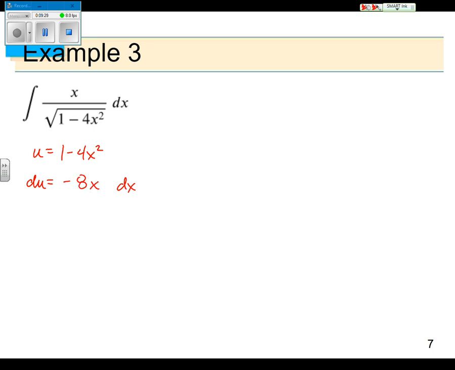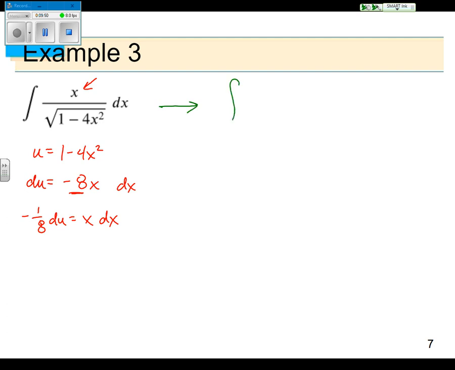So looking at that, what do I need? What's outside of my square root? I could use an x. I really don't need this negative 8. So I'm going to divide off the negative 8. And that's going to equal x dx. That should help me with my substitution.